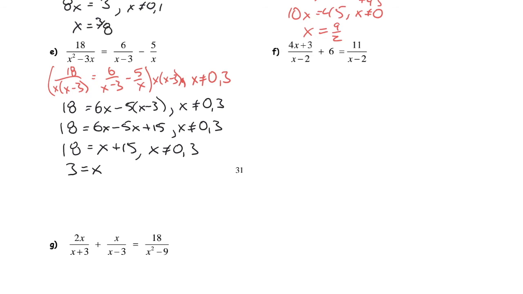Now, in all of the previous questions that I've done, once I got to this point here, I didn't write the restriction anymore because the restriction didn't have any impact. Ooh, but now it does. So I'm getting an answer of 3. But x cannot be equal to 0 or 3. So therefore, those 3 dots there mean therefore, there is no solution.